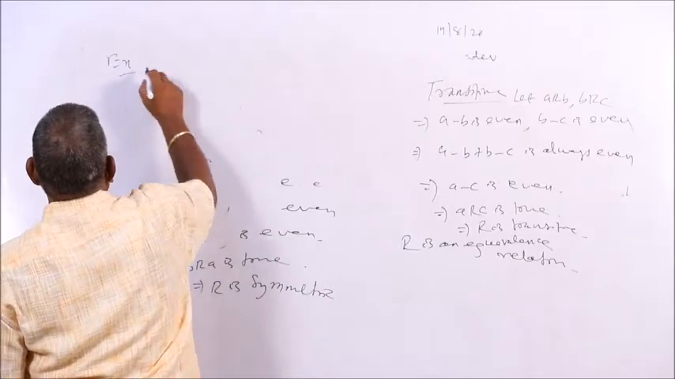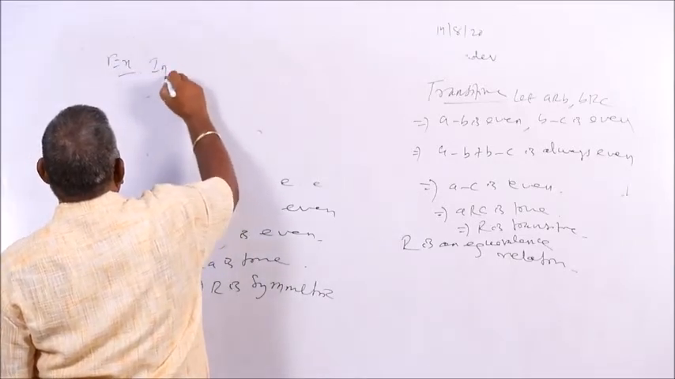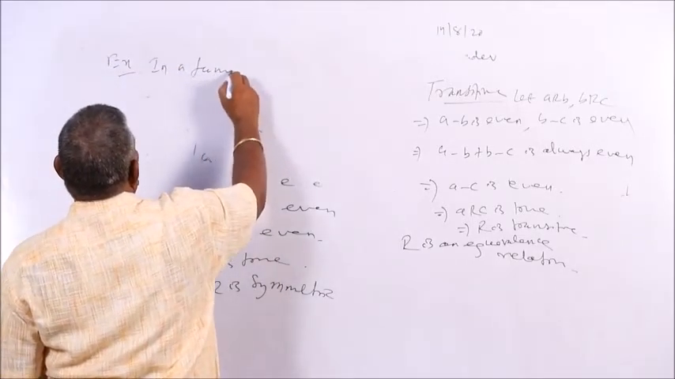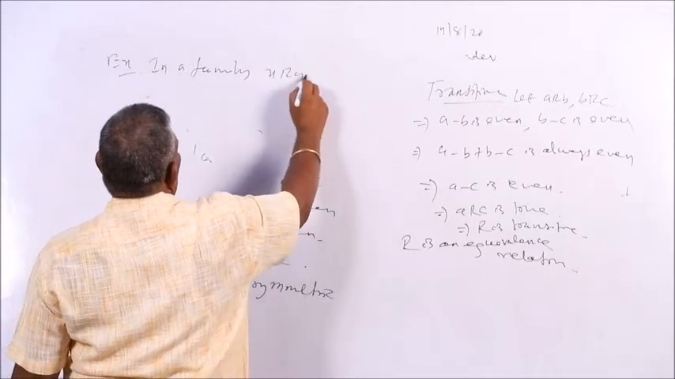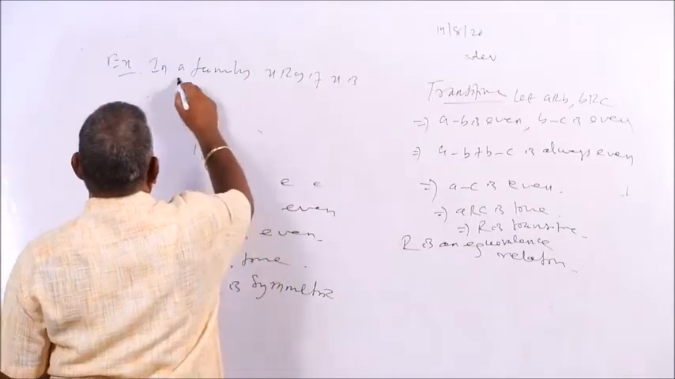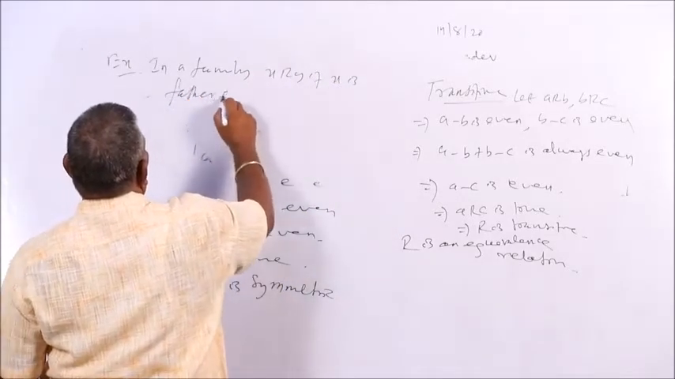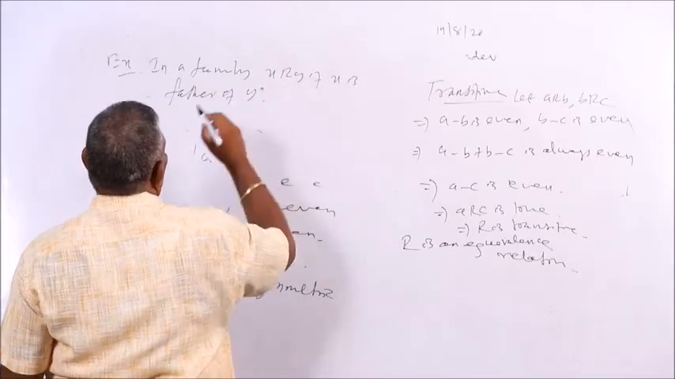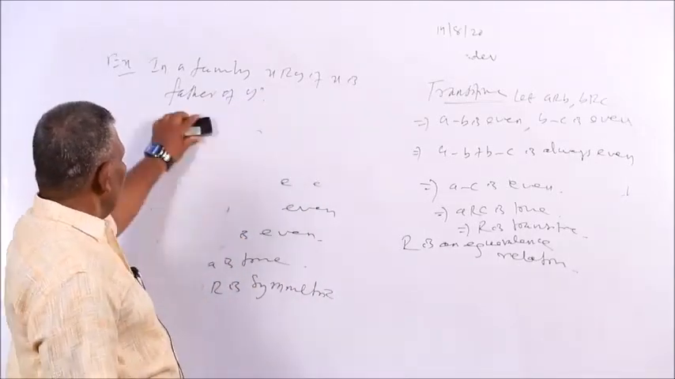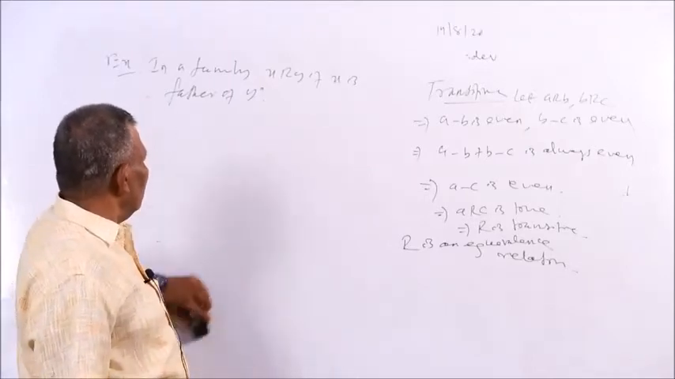Another interesting example let us consider. In a family, X related to Y if X is father of Y. Now we will verify which properties are satisfied by this relation R.